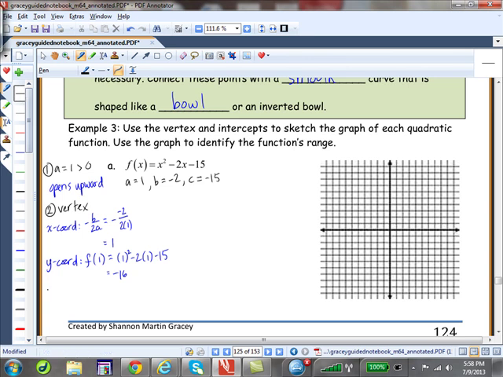All right, step 3, x-intercepts. It's up to you. I mean, you can factor it. You can use the quadratic formula. Let's just go ahead and use our quadratic formula since we have it laid out. So x is equal to the opposite of b, which is negative 2, plus or minus the square root of b squared minus 4 times a times c, all over 2 times a.